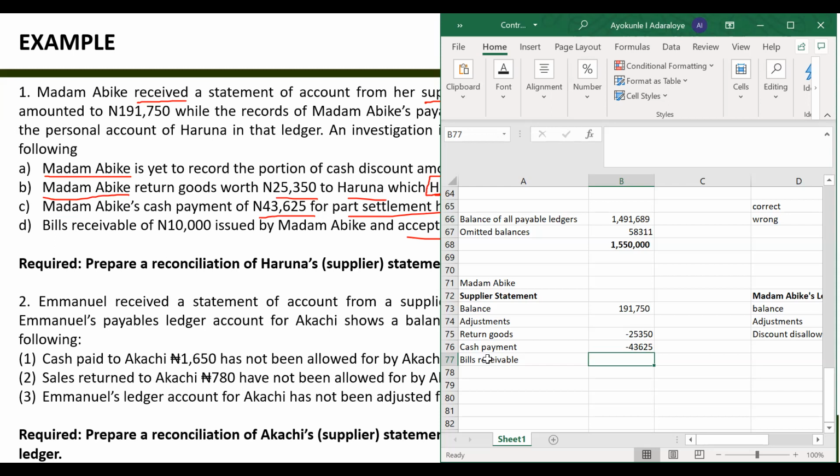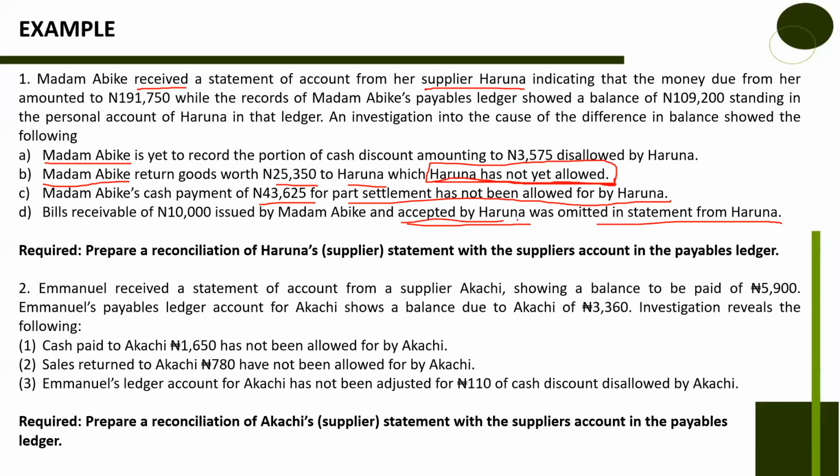It's like a check. Okay, so if you give somebody a check, they said it was issued by who? By Madam Abike and accepted, right? Can you see the accepted here? By Aruna. It was omitted in the statement. So now that I've explained that part, are we subtracting or are we adding?